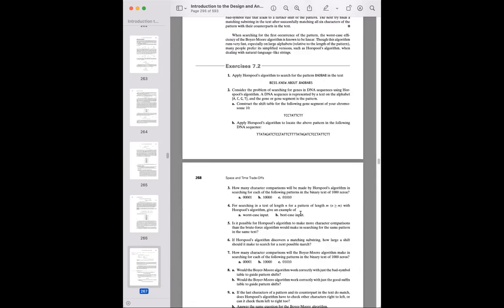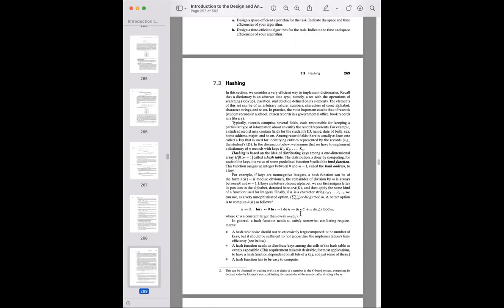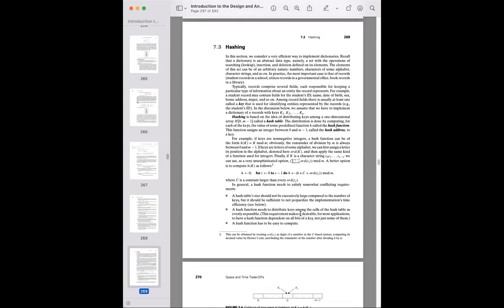So the next thing is hashing. Hopefully you saw hashing in data structures. If not, we'll talk a little about it here. Hashing is a way that we have a function take input and figure out where it should be stored in a hash table. It's an efficient way to implement dictionaries. Dictionaries are associative arrays that are indexed not by number but by some character set.